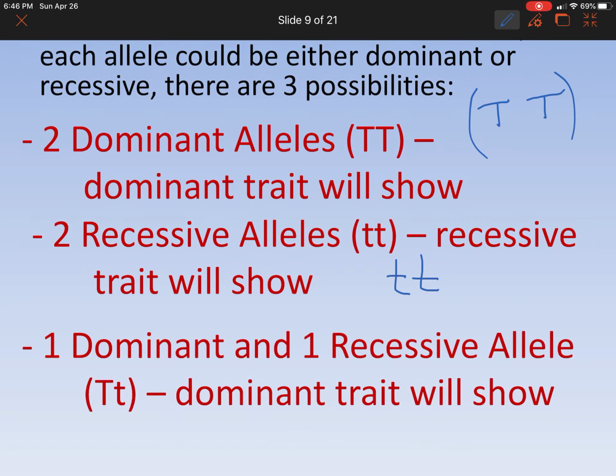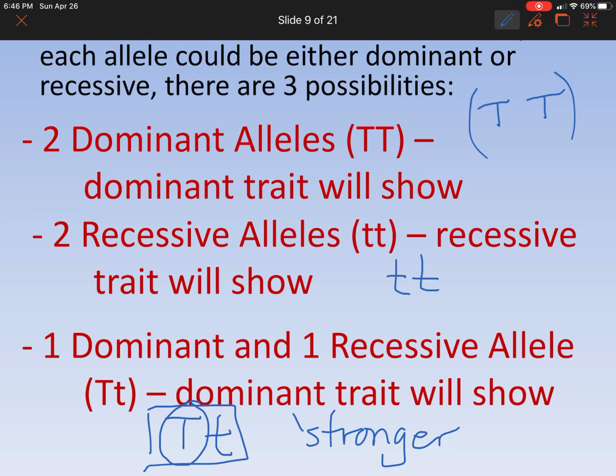Now, you could have one dominant and one recessive allele. So this would be one of your parents gives you a capital letter, or the dominant trait, and one of your parents gives you the recessive trait. In this case, sometimes people think that you get a medium between them. That's not true. When you get this, the dominant trait wins because it is the stronger allele. So even though you have one of each, the dominant trait is going to win and will show itself as presenting.